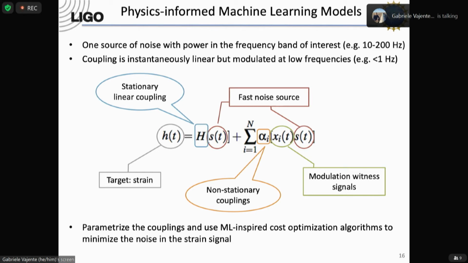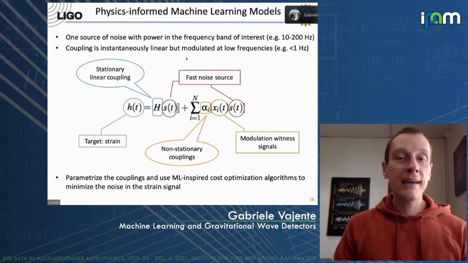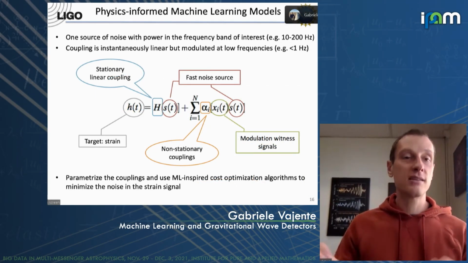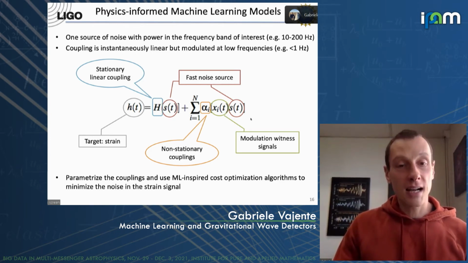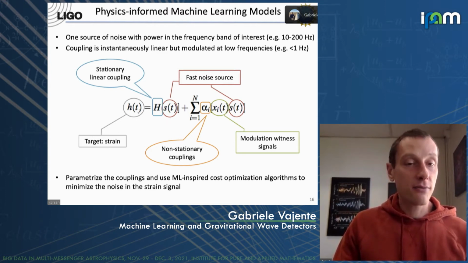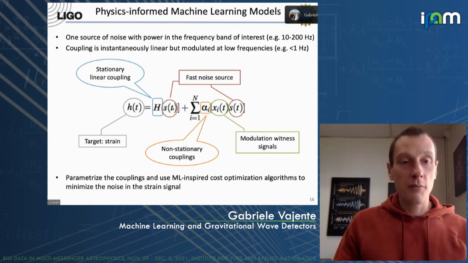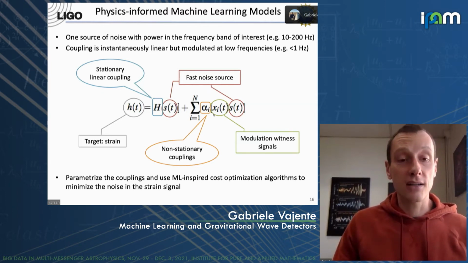They contain interesting signals on the very low frequency, let's say below 1 Hertz, and they are witnessing the modulation. So you can start from the most general nonlinear coupling, apply this simplification, expand your system in Volterra series if you want to go fancy with mathematics, and you figure out that the most general case can be expressed by something which is relatively simple. Your target strain has a contribution, of course, coming from linear and stationary coupling, plus a contribution of a bunch of linear and stationary transfer functions that take as input the time domain product of your fast noise witness and the modulation witness.